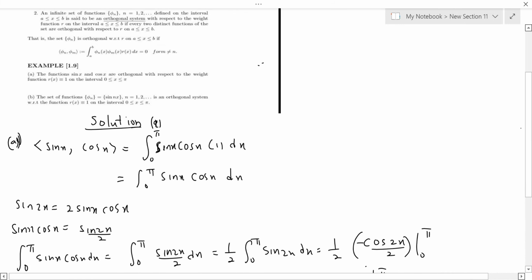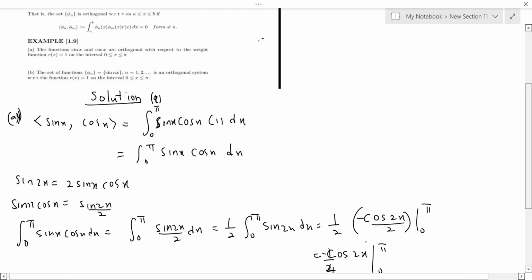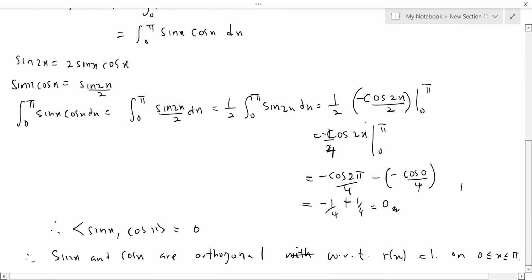The second problem says the set of functions phi n equals sin nx is orthogonal. It forms an orthogonal system with respect to the weight function. So remember what an orthogonal system says. It says we need to pick two distinct functions and show that those two distinct functions are orthogonal. Once you can show that, then you've shown that that set of functions forms an orthogonal system. So let's go ahead and do that.